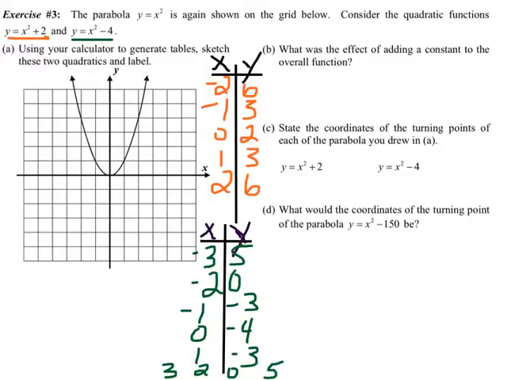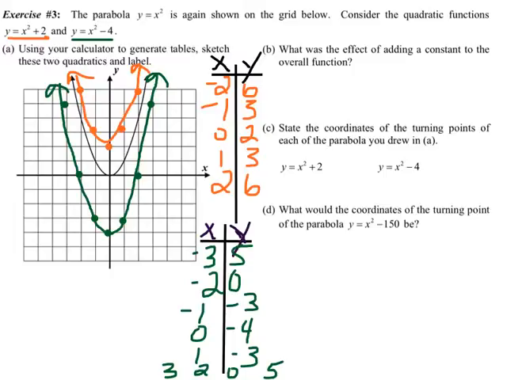Now in orange, I'm going to go ahead and plot those points. I'm going to hit pause, and I want you to plot them as well. Okay, I have all the points plotted. In orange, I have the y equals x squared plus 2. I'm going to draw my quadratic, making sure that it's in orange. And in green, I'm going to draw my quadratic. There. B. What was the effect of adding a constant to the overall function?